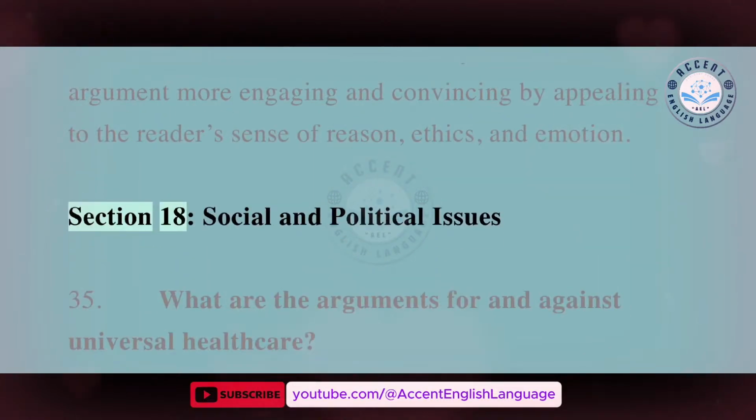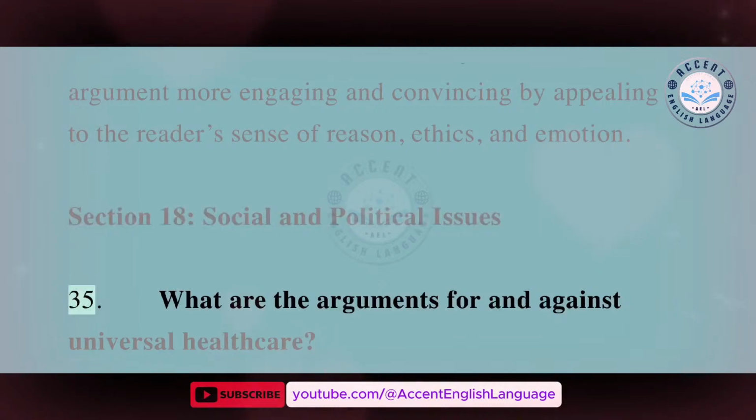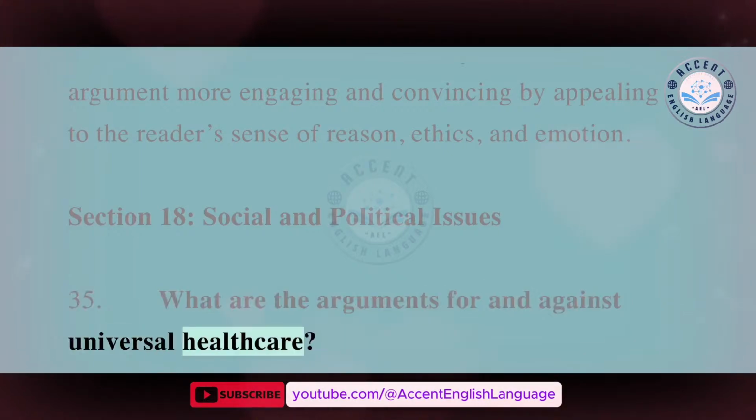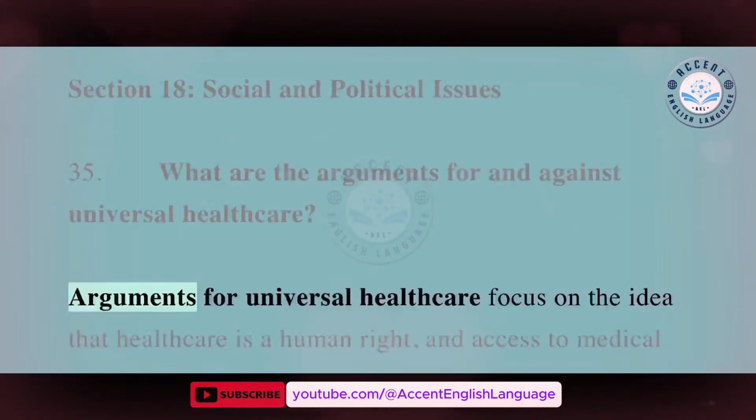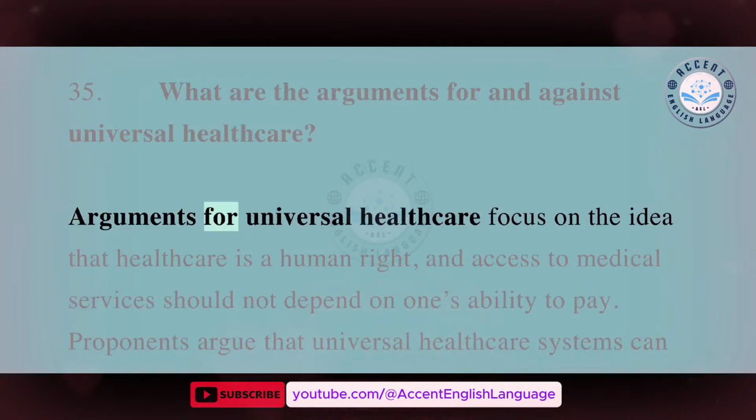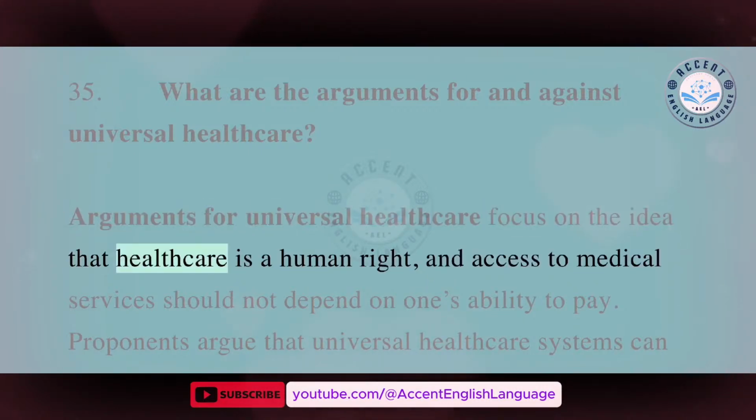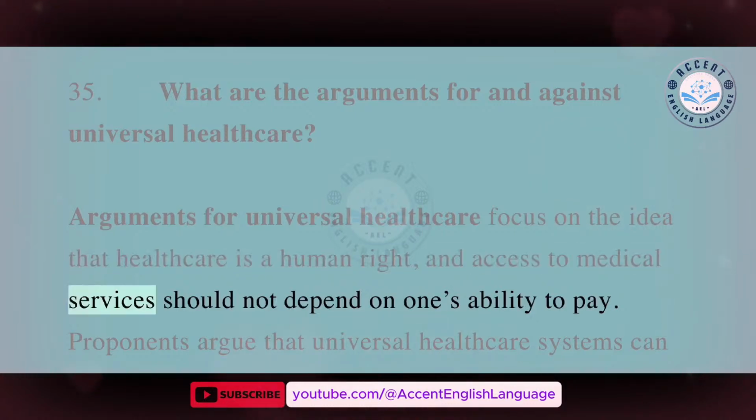Section 18. Social and political issues. 35. What are the arguments for and against universal healthcare? Arguments for universal healthcare focus on the idea that healthcare is a human right, and access to medical services should not depend on one's ability to pay.